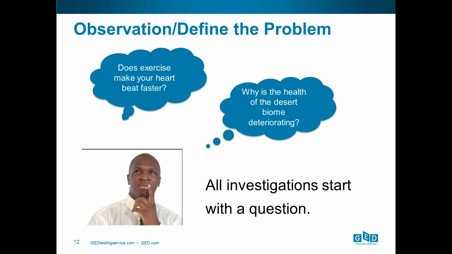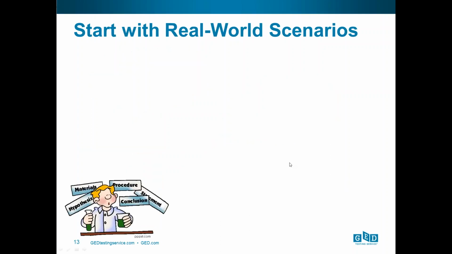So true. So let's take just a few moments before we look more deeply at each of the segments of the scientific method or investigative design. And of course, any good design has to start out with the problem, observing or defining the problem. And that can be something as simple as a question. Does exercise make your heart beat faster? I don't know about you, but for me it does. But the problem is, does it? Or that question we had previously, why is the health of the desert biome deteriorating? That may be the beginning of the investigation, but there's a whole lot more to it.